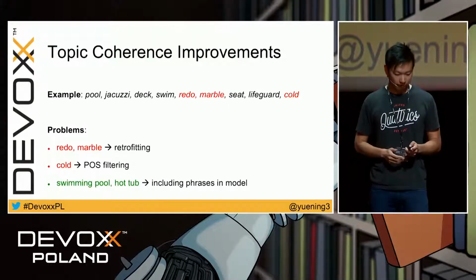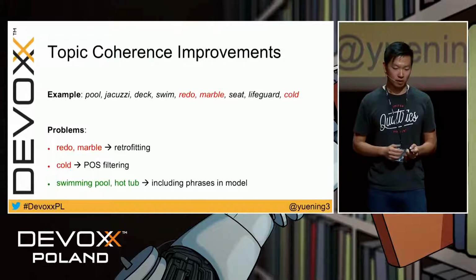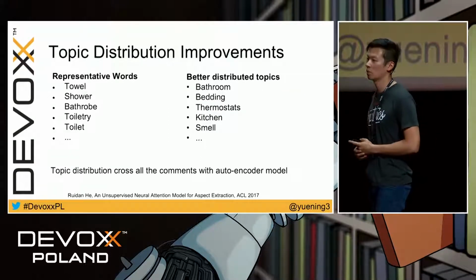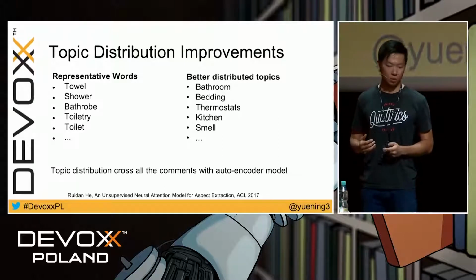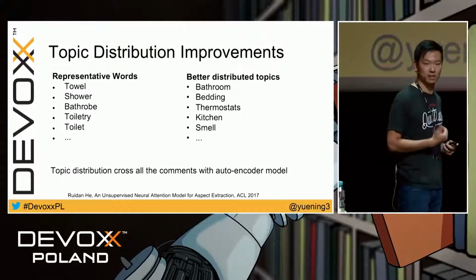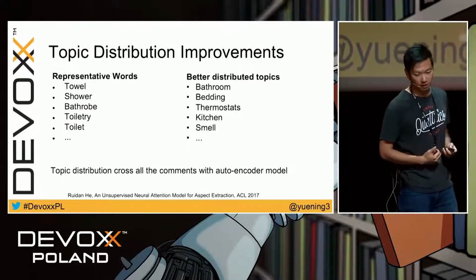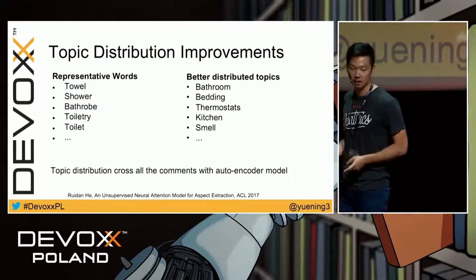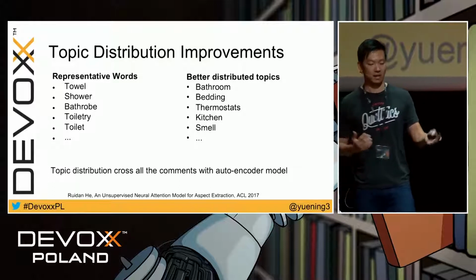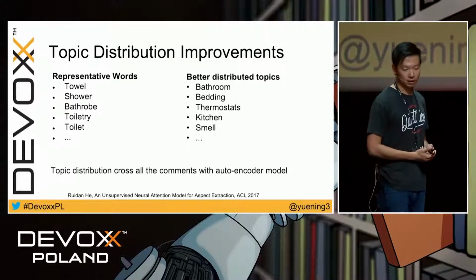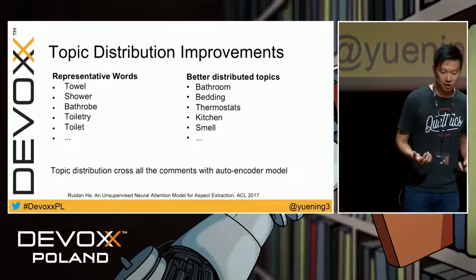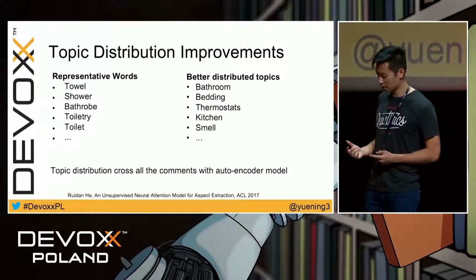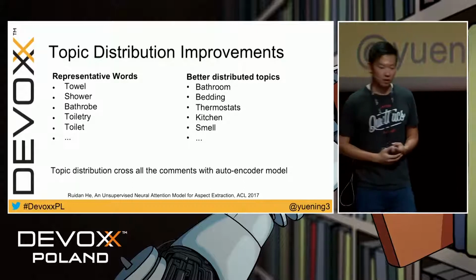Okay. Now we talked about how we can improve on coherence. What about topic distribution? As we talked about, we are getting the top representative words from the feedback set, but they may talk about very similar things. Here are some examples on the left side. We see towel, shower, toilet, bathrobe. They're all talking about the bathroom. And this is not really helpful, so how can we improve?